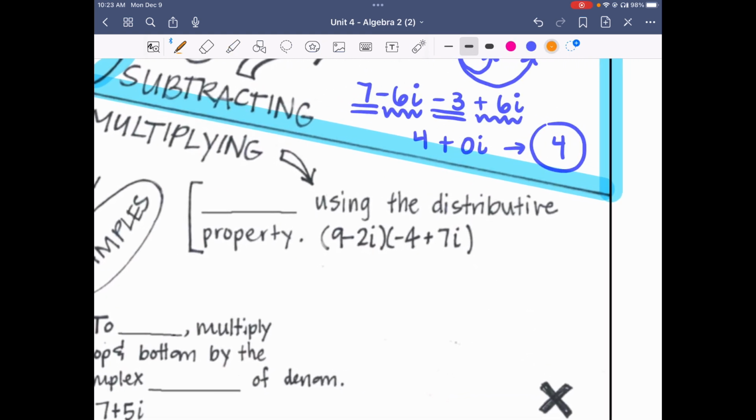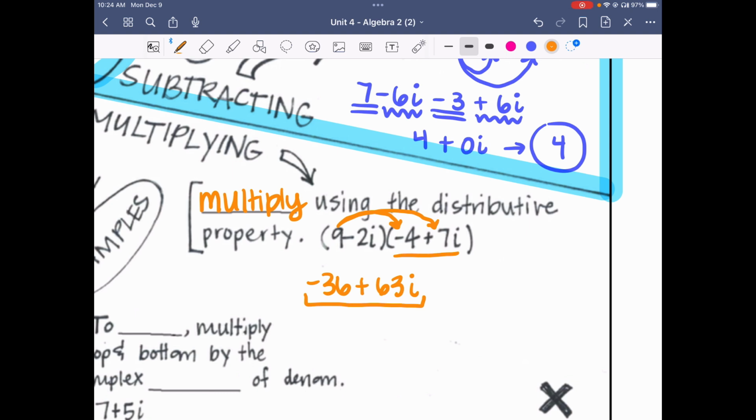We are going to multiply, obviously, using the distributive property. And so in this example here, we would do 9 and distribute that to the negative 4 and the 7i. And so when I did that, if I distributed the 9 to both of these terms, I would get negative 36 plus 63i. So this first part comes from that first distribution.